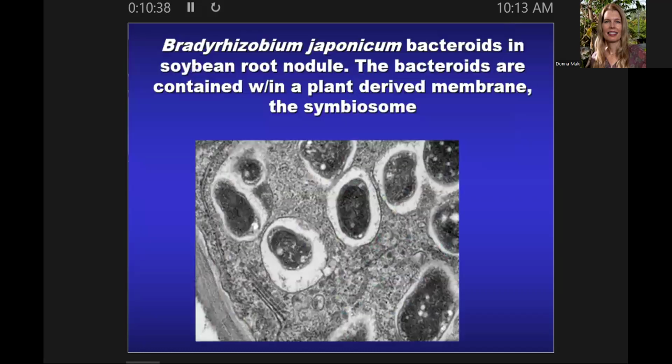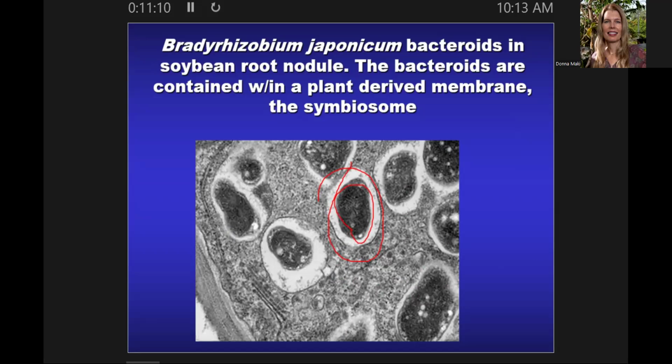Here's a nicer image, more detailed with electron microscopy. These dark gray are the bacteroids. You can see they're quite big and plump. And then the membrane surrounding them is the peribacteroid or the symbiosome membrane. So the bacteroids have really shifted in their morphology, and then the membrane surrounding. So very dramatic.